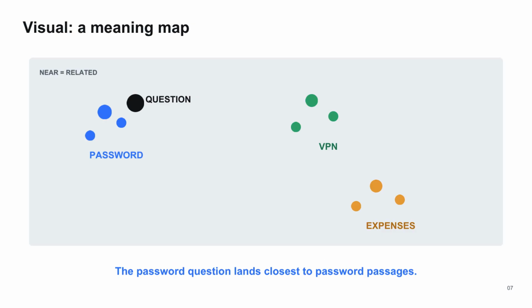Here we have the visual example. Each dot represents a piece of text. Password passages clustered together. VPN and expense passages form other clusters. The question lands nearest to the password cluster. Real vector spaces actually have many dimensions, but pgvector can calculate those distances even when we cannot draw them.